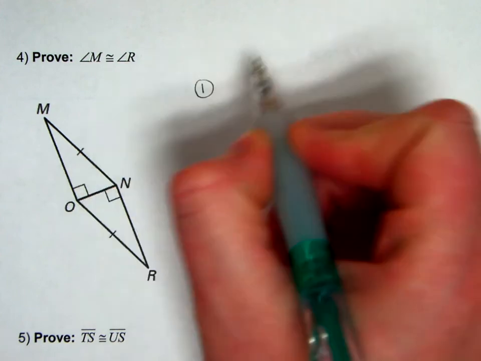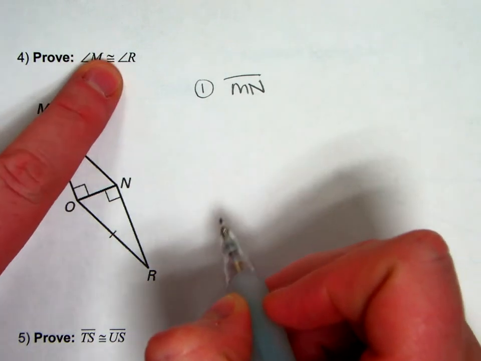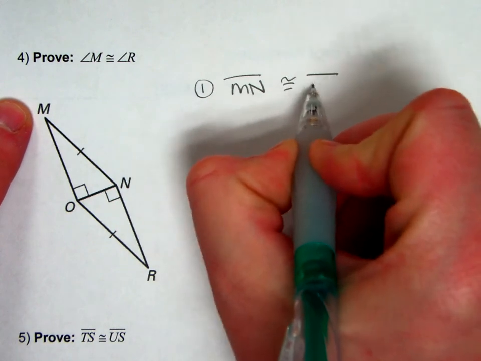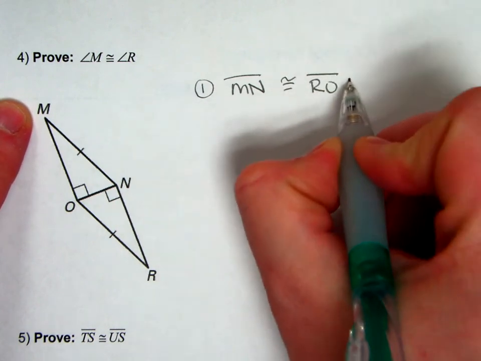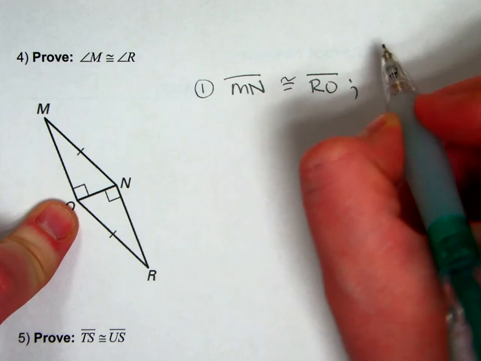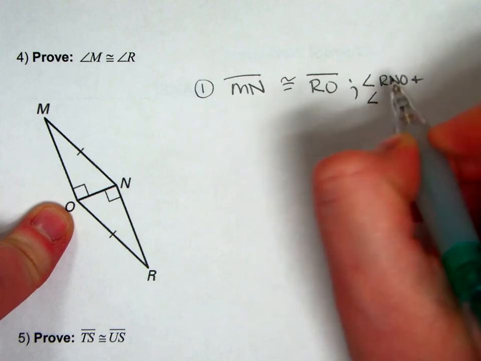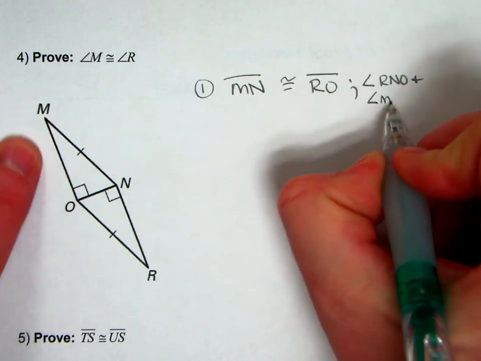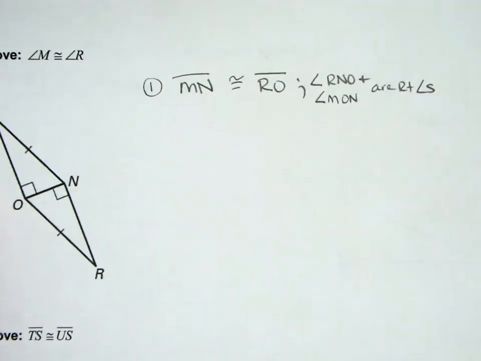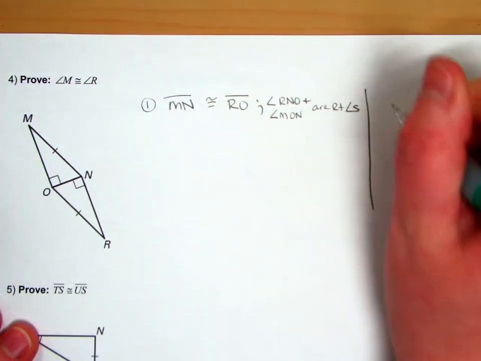So number 1, segment MN, and because M is congruent to R, here I know M goes to R down here, so MN is congruent to RO. And also I know that angle MON and angle RNO are right angles. So angle RNO and angle MON are right angles. That's the first given information that I have. So with that, that is given to me.